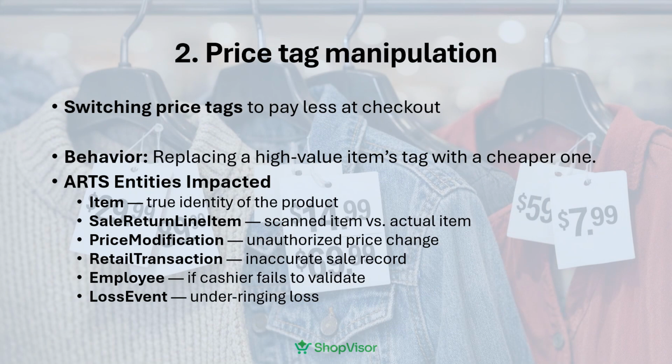The next one is price tag manipulation. That is simply switching price tags to pay less at checkout. This is replacing a high value item's tag with a cheaper one. And the ARTS entities impacted. First, item, the true identity of the product versus what was scanned. The sale return line item, the scanned item versus the actual item.